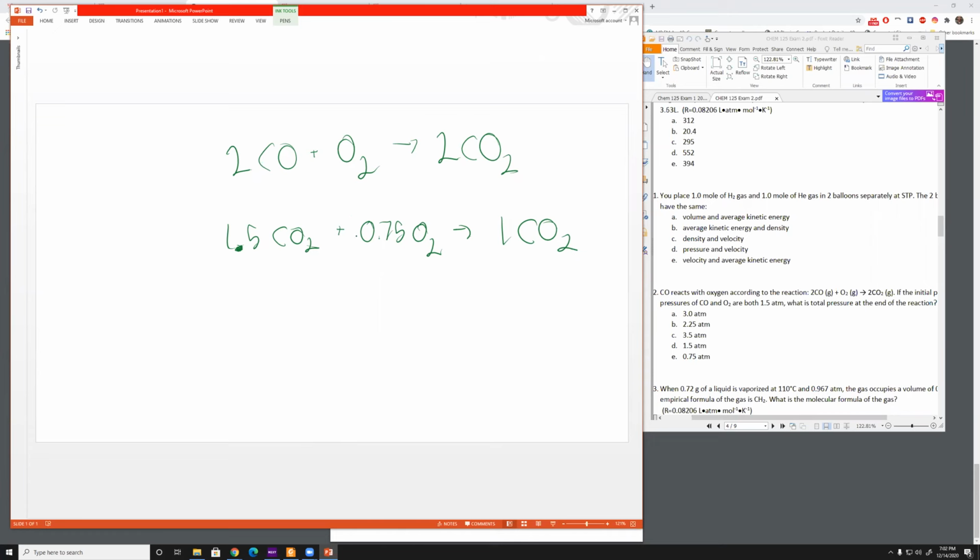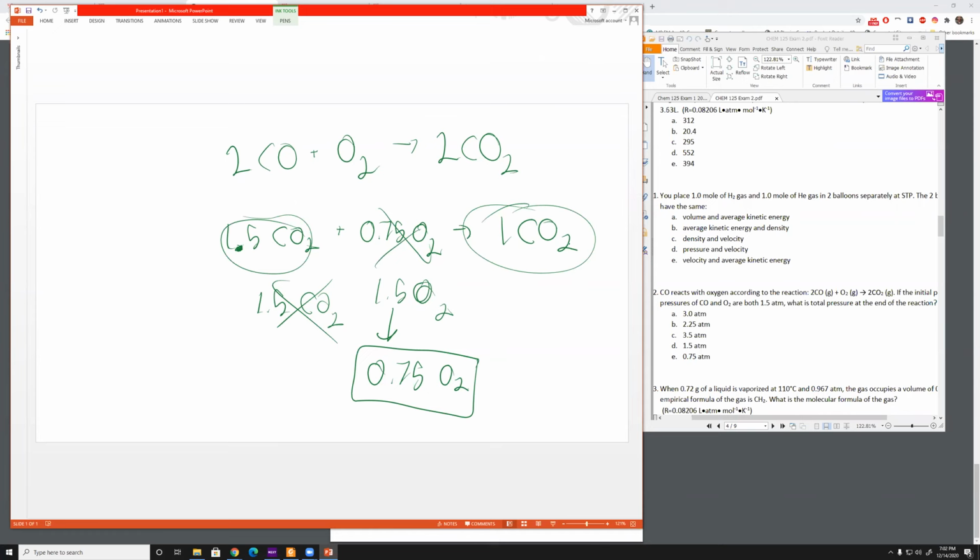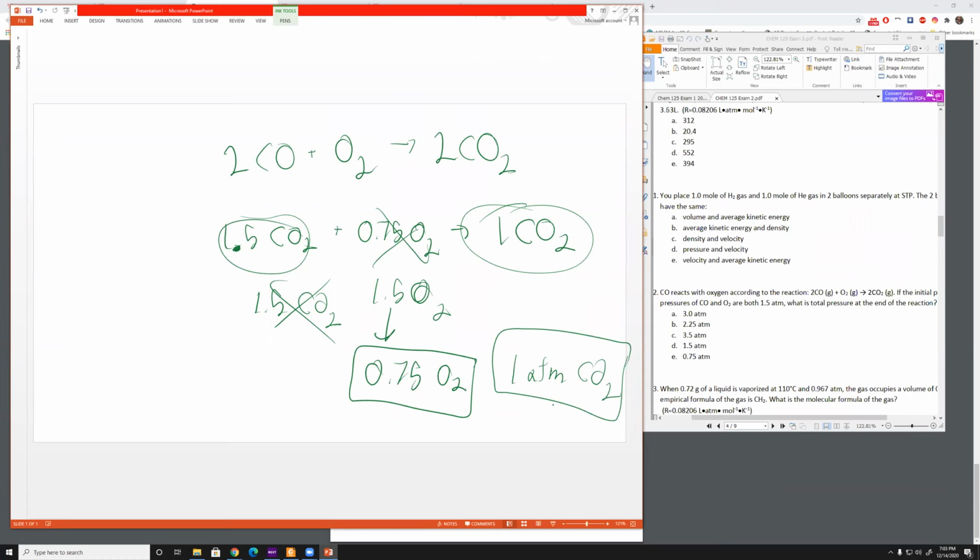So this makes it a little bit easier. This is a different approach. So now from this, we can say, all right, the 1.5 of CO is done. No longer there. The 1.5 of O2 gets reduced down to 0.75 because half of it's gone. So we have this left, and then the other half that's used gets converted to 1 atm of CO2. So our total pressure of the entire thing after it's done is 1.75.